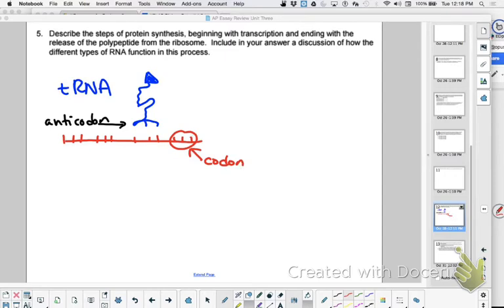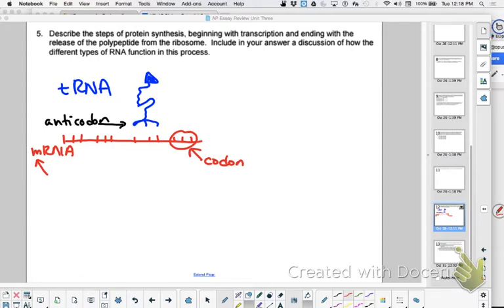And this is mRNA. And what does mRNA stand for? Messenger. Where does it get the message from? From the DNA. Okay? So this is messenger RNA.